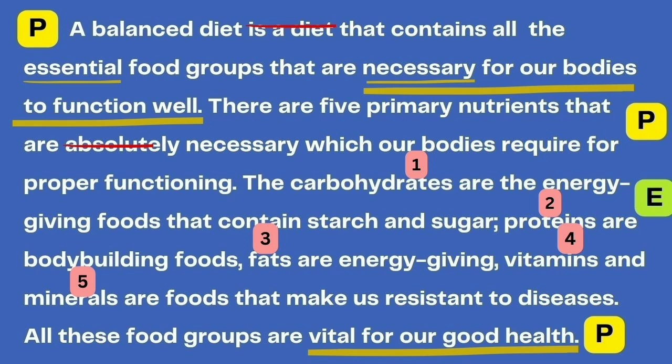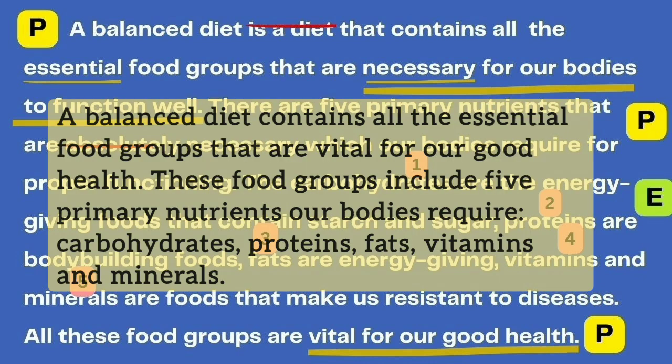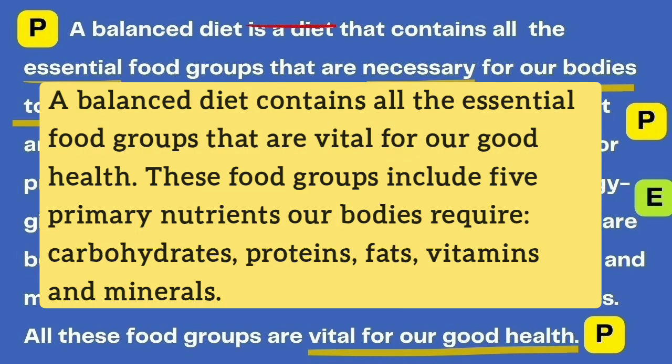Then we would now put together our summary of this paragraph. A balanced diet contains all the essential food groups that are vital for our good health. These food groups include 5 primary nutrients our bodies require: carbohydrates, proteins, fats, vitamins, and minerals. How is that for condensing the paragraph?